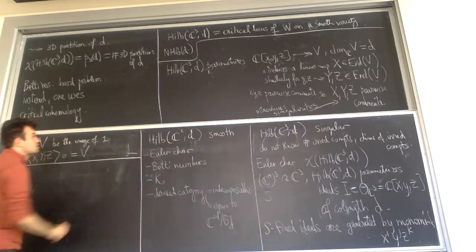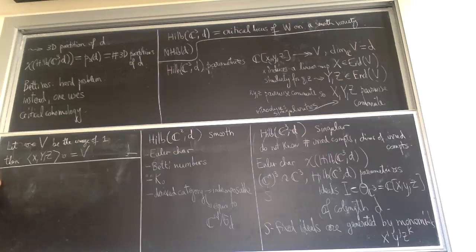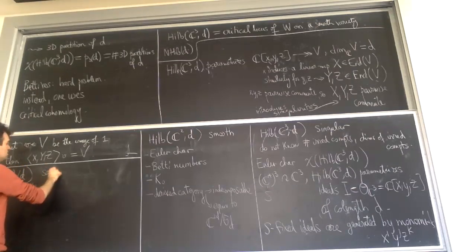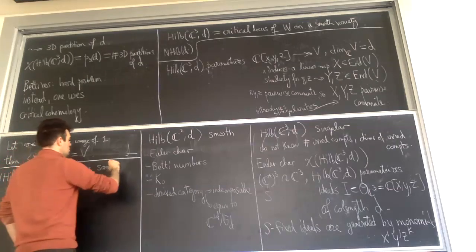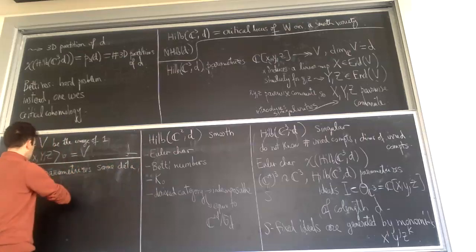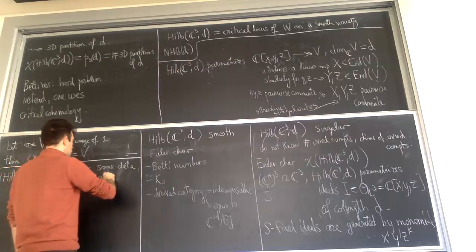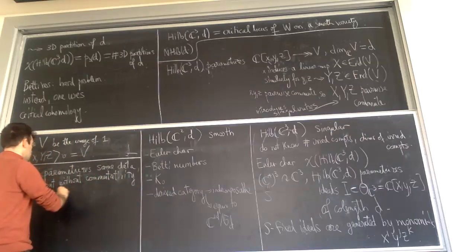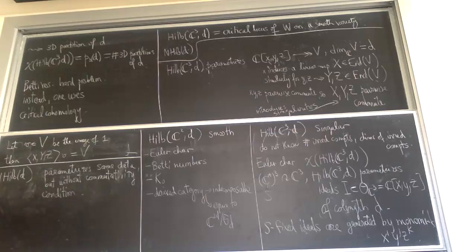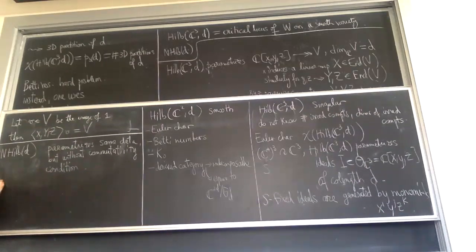So we define a space by removing that condition, by ignoring that condition. This is this non-commutative Hilbert scheme, N Hilb D. So this will parameterize the same data, but without commutativity.